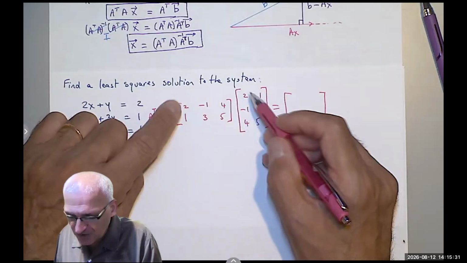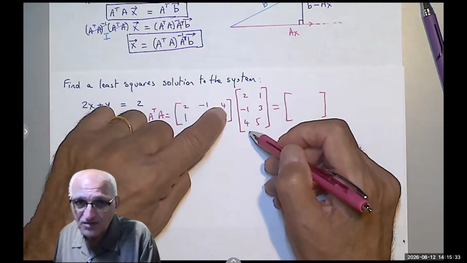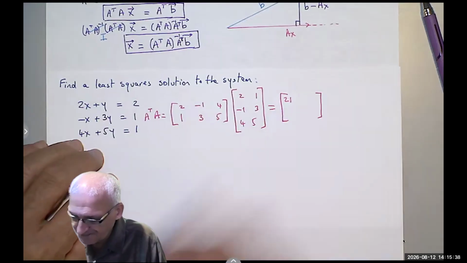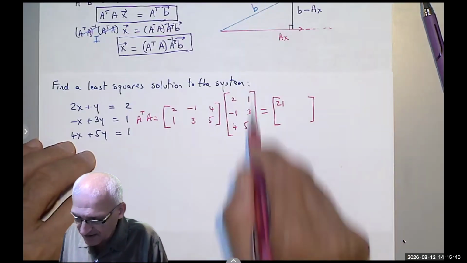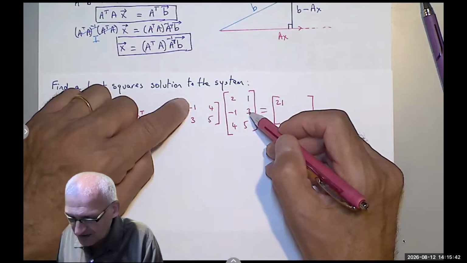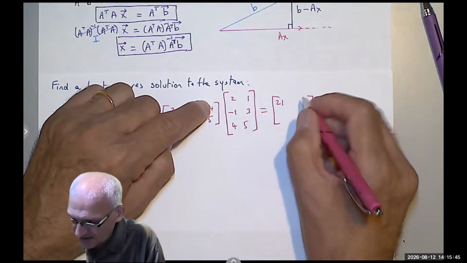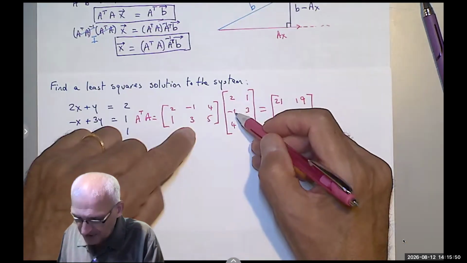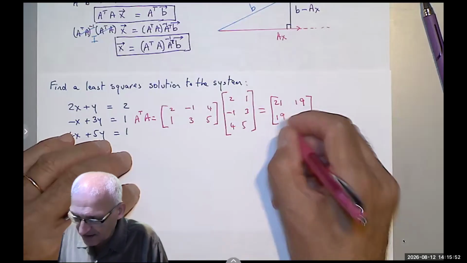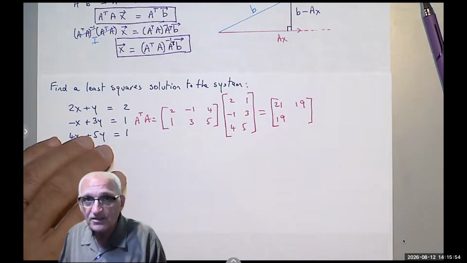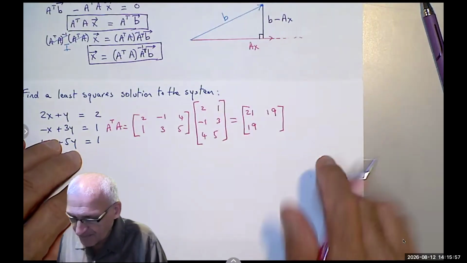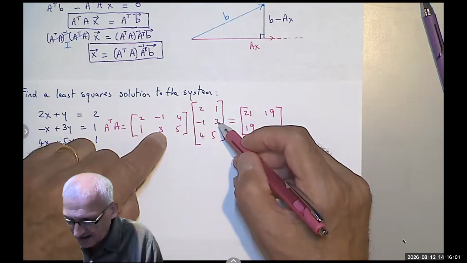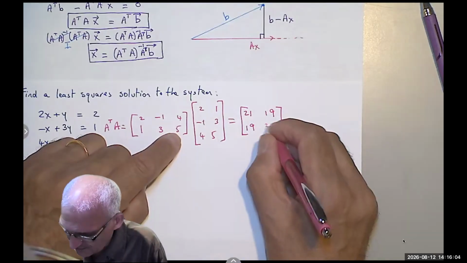Notice it's the same number, so it's like 2 squared plus negative 1 squared plus 4 squared. So 4 plus 1 is 5 plus 16 is 21. If I want this entry, first times second, you get 2 minus 3 is negative 1 plus 20 is 19. This element is 2 minus 3 plus 20. Again, it's the same exact thing. It will always be a symmetric matrix. And then finally, the last element, you get 1 plus 9 is 10, plus 25 is 35.